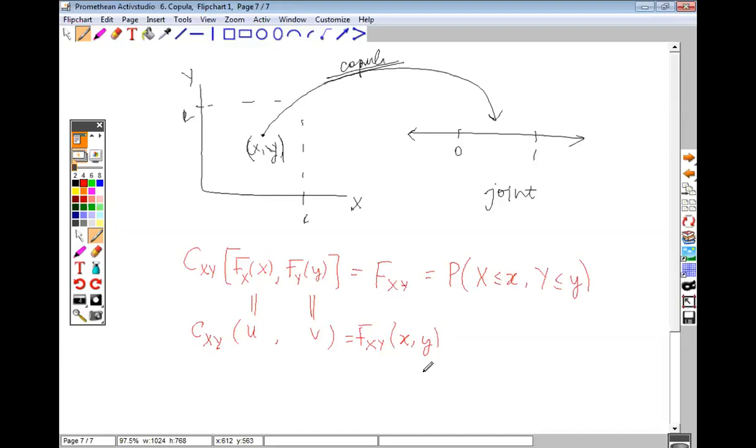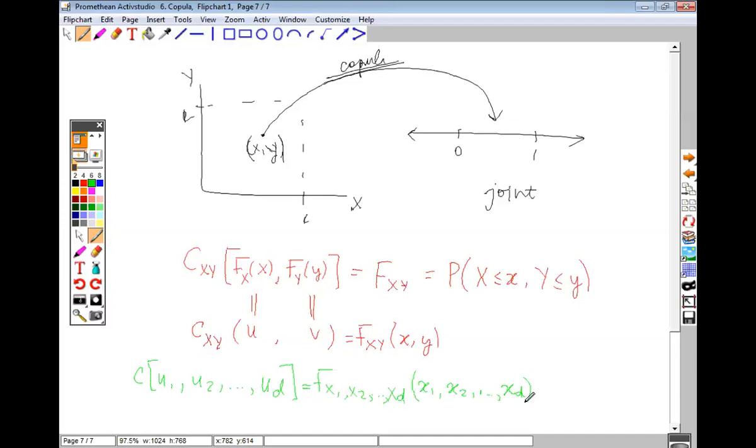And again, this is for two random variables. Now if you're looking at multidimensional random variables, you can have u1, u2, and so on till ud, and that would just be F of x1, x2, and so on till xd, taking the values x1, x2, and so on till xd. All right, does this make sense?